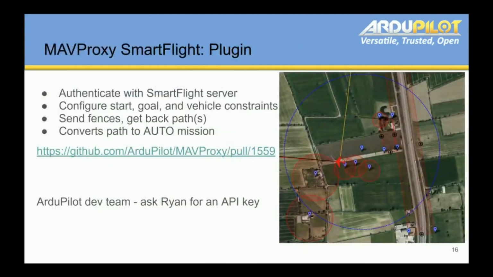So to start, the easiest path forward for me to get this working with Autopilot was with MAVProxy. I wrote a module that authenticates with their server based on a bearer token. You can configure the start and the goal and the vehicle constraints. We can send fences, and then you get back a path. And then we convert that for waypoints for an auto mission. There's the pull request. And if you want to try this out, you just need an API key, which I can help you get one.